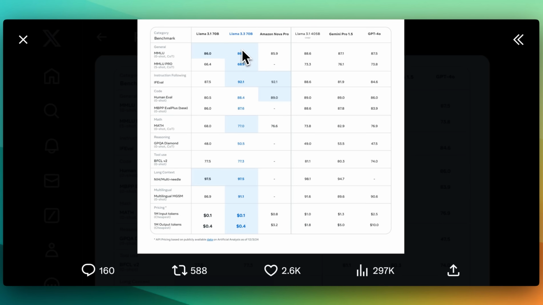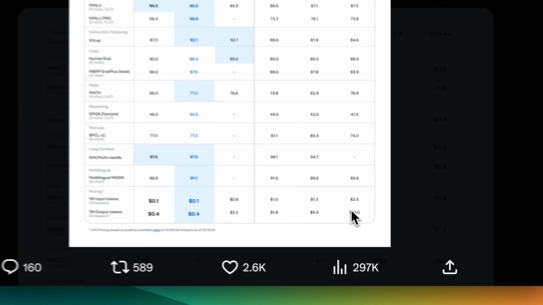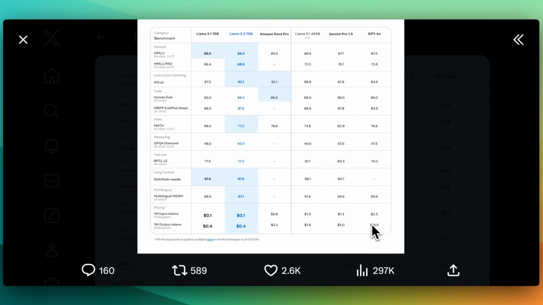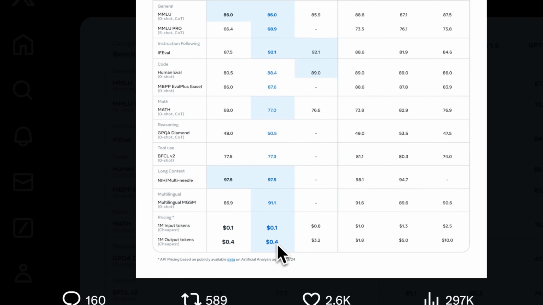Now, in terms of some of the other benchmarks like instruction following, long context, this model is at the frontier. In terms of some other aspects, it outperforms GPT-4o on math as well. But the big thing here is that this model is about 25 times cheaper than GPT-4o. GPT-4o is $2.50 per million tokens of input and $10 per million tokens of output, whereas this model is 10 cents per million tokens of input and 40 cents per million tokens of output.